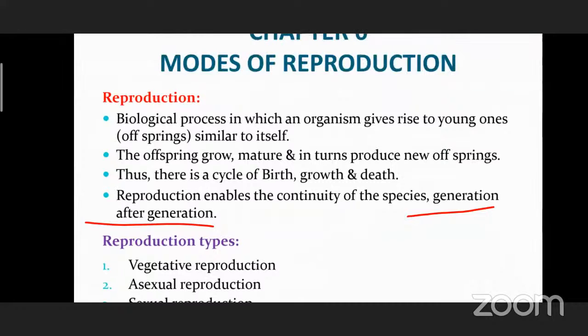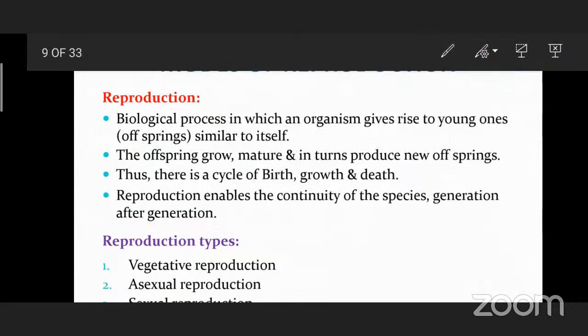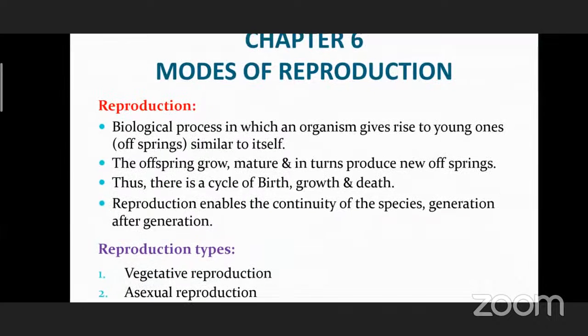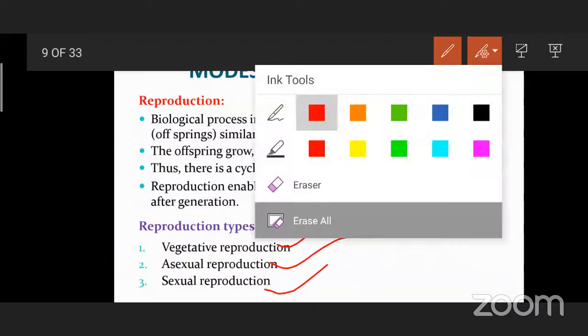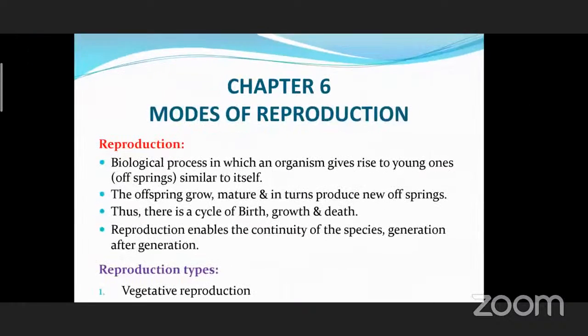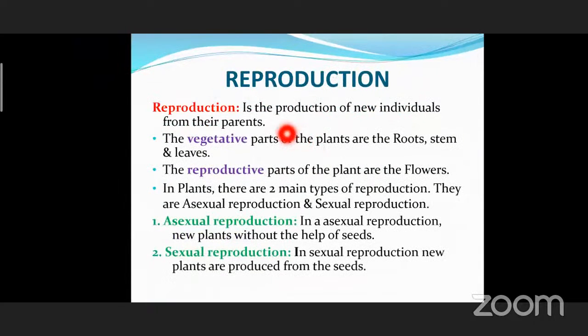These reproduction types are vegetative reproduction, asexual reproduction, and third one sexual reproduction. We'll go with the next slide. Reproduction of new individuals from their parents, parents to progeny. The vegetative parts of the plant are root, stem and leaf. This is vegetative reproduction with the help of the parts root, stem and leaves. The reproductive parts of the plant are flowers.